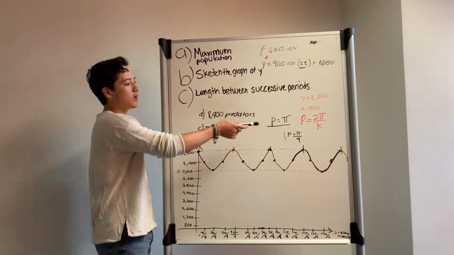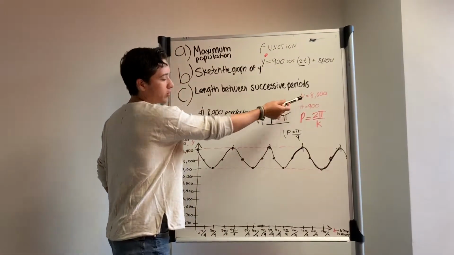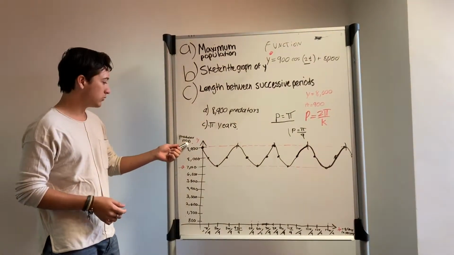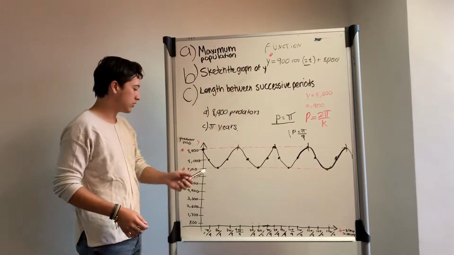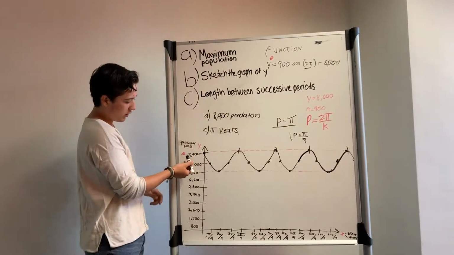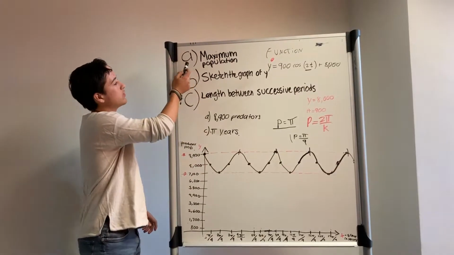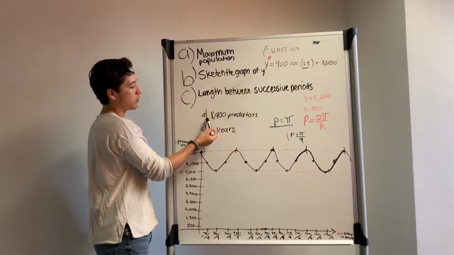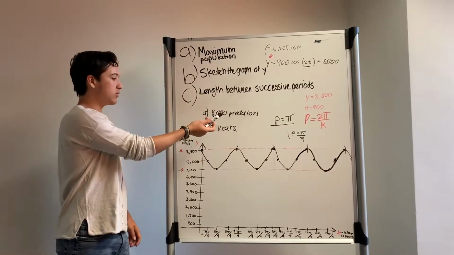After we explain what the amplitude and the starting point are, we know that the y-axis is measured in predator population, and it's a positive function, so it starts at the upward amplitude, which is 8,900. The first question asks for the maximum population, so the maximum population is 8,900 predators.